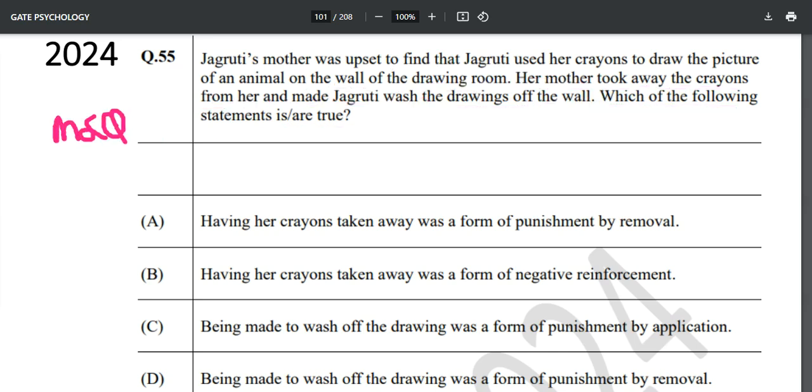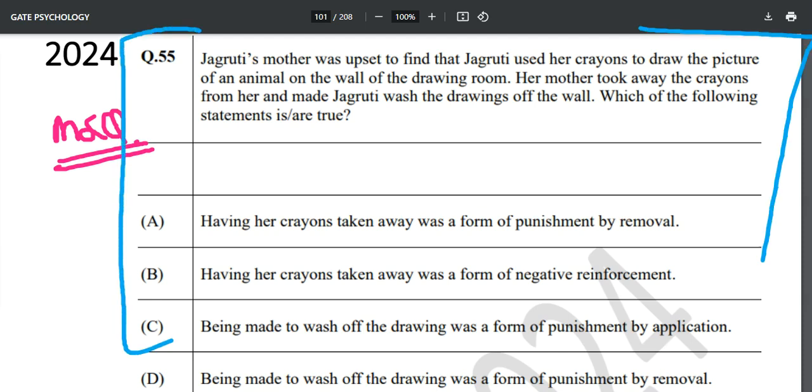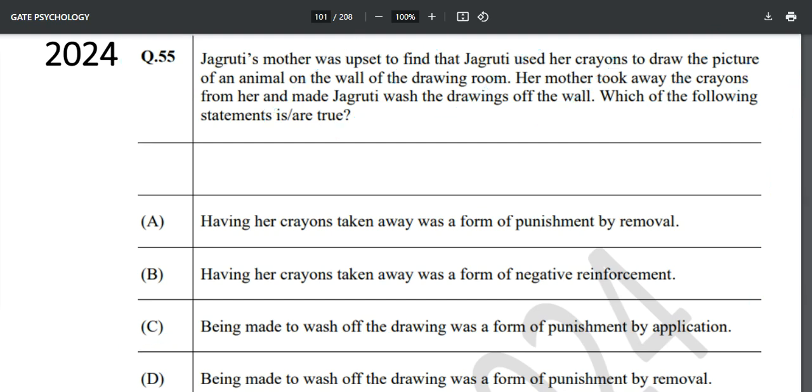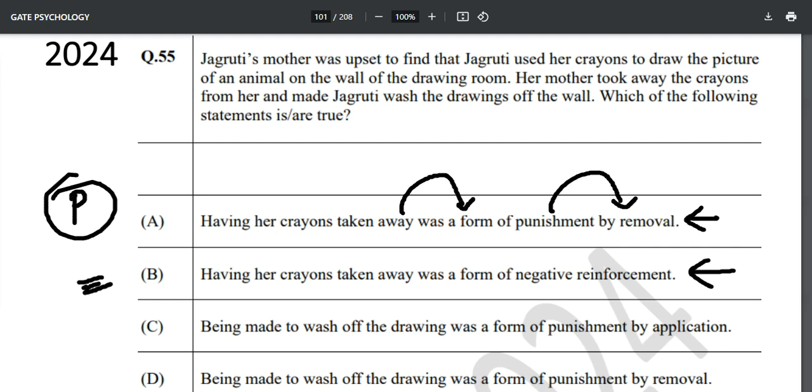So as we will know, it is an MSQ type. You will never find this statement in any book because it is an application-based question. What you need to know is the schedules of reinforcement and punishment, which you will find in any general psychology book. Now, having her crayons taken away was a form of punishment by removal. Having her crayons taken away was a form of negative reinforcement. If you know the distinction between punishment and negative reinforcement, you will be able to answer this correctly.